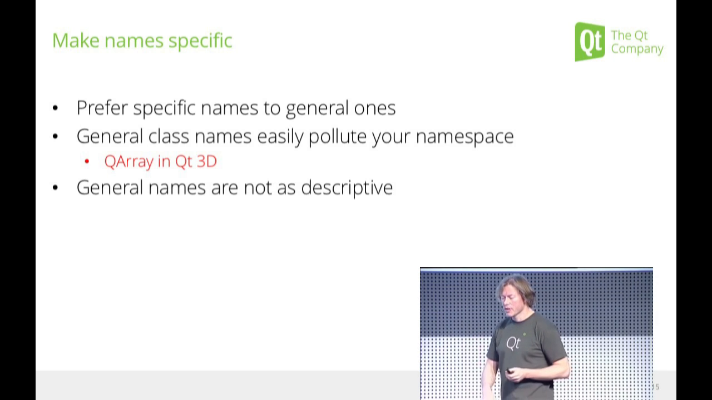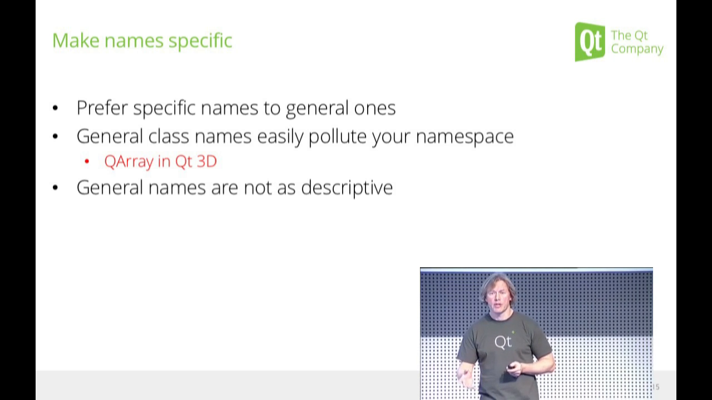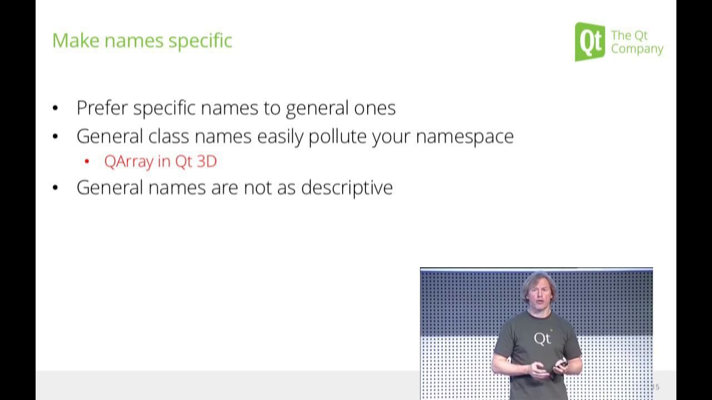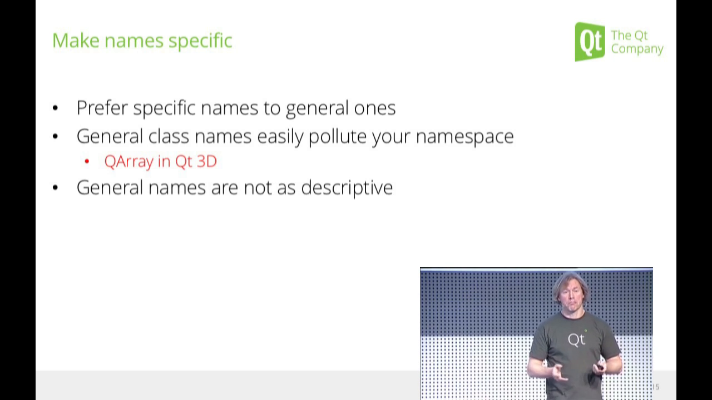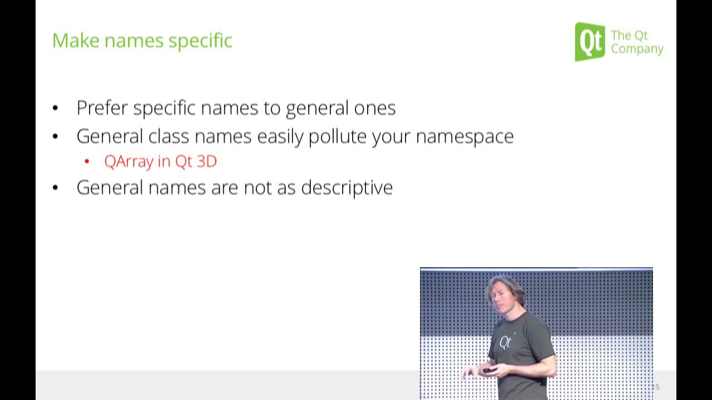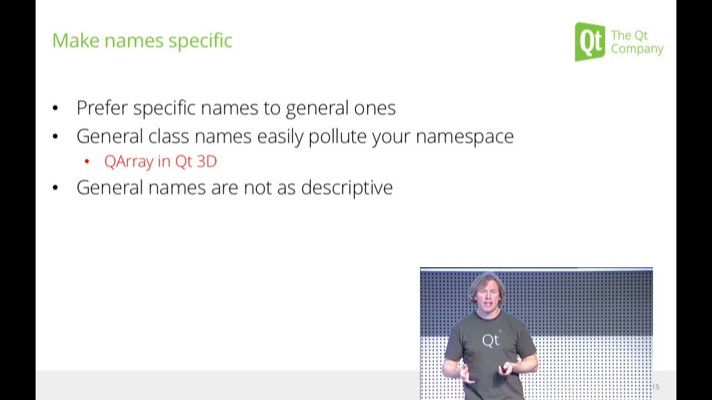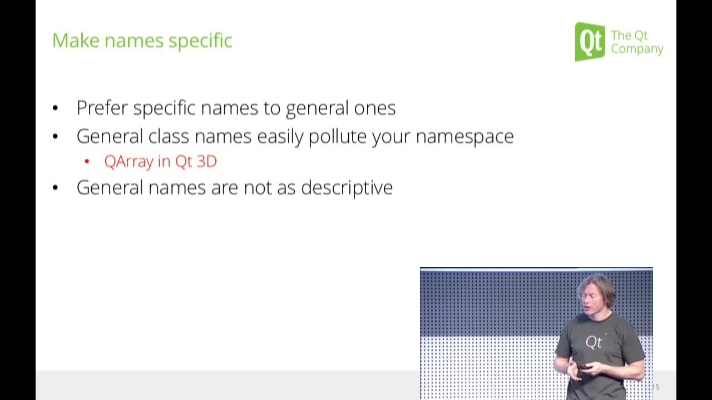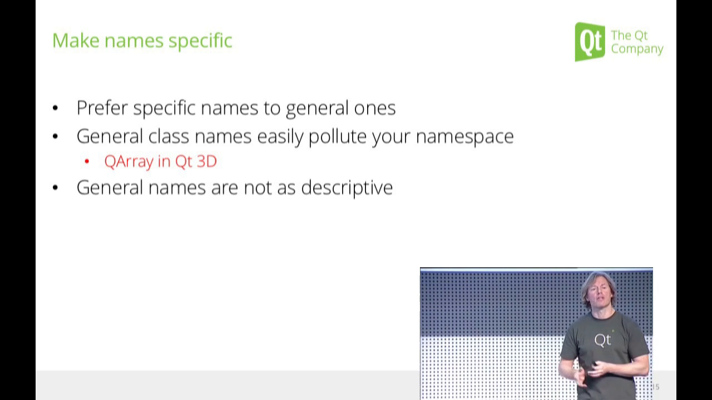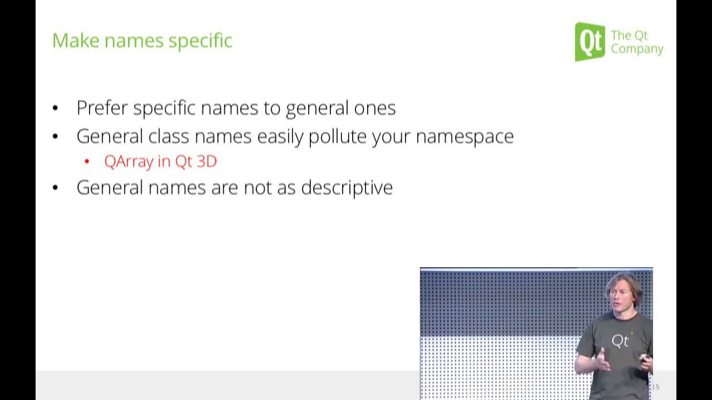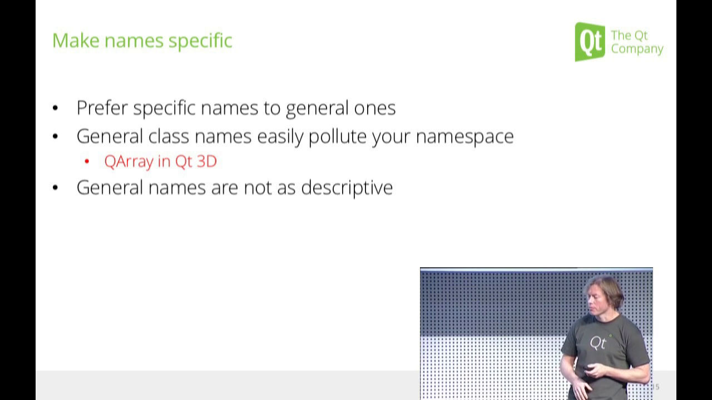We had a case, for example, in Qt 3D, which is a rather not very core module, and they had a class called QArray in there. And that's a very generic name. And it was for a class that was actually a rather special purpose. That doesn't really help us. So that's something we wanted to change, because it pollutes the global namespace. And it takes the very generic name away from something where you might need it in the future.